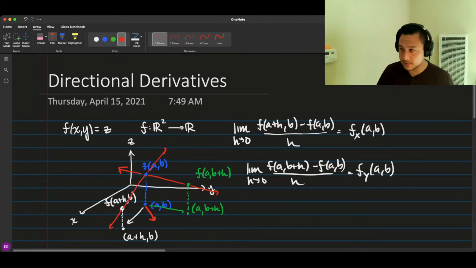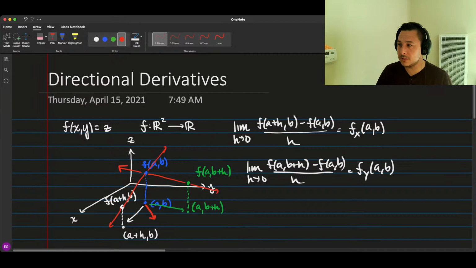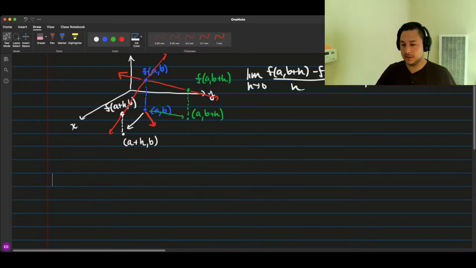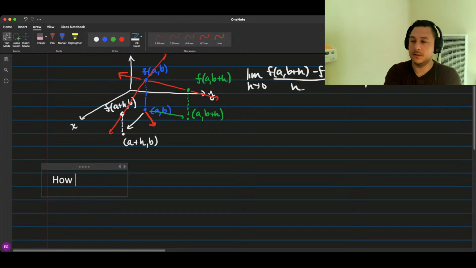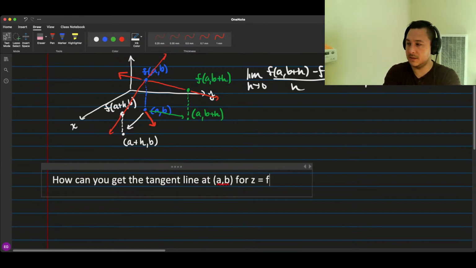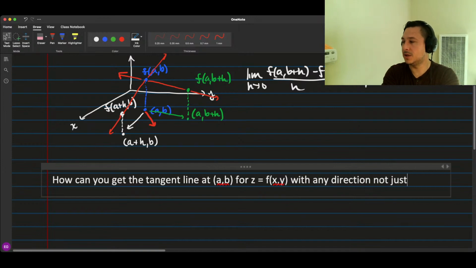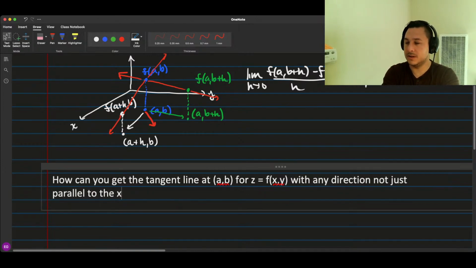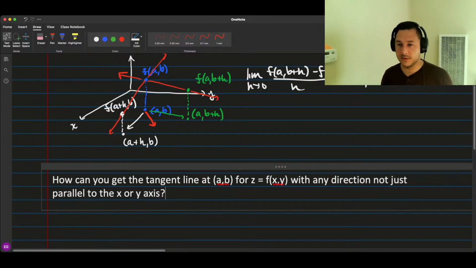Okay, so let's talk about how you can get the tangent line at a comma b for z equals f of x, y. How can you get the tangent line with any direction, not just parallel to the x or y axis? Okay, so that's what we're going to be answering here.